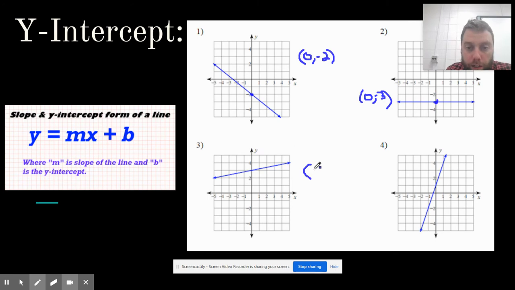Now this one right here is going to be 0 for the x, y-intercepts are always 0 for the x, right? And the y value is 3. And last one, we have (0, 1), because it crosses at 1 on the y-axis. Okay.